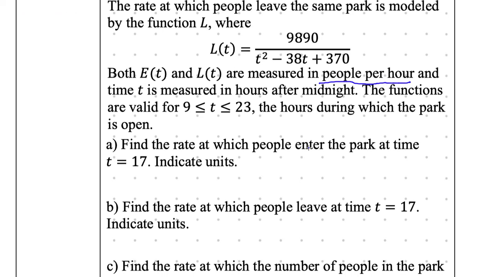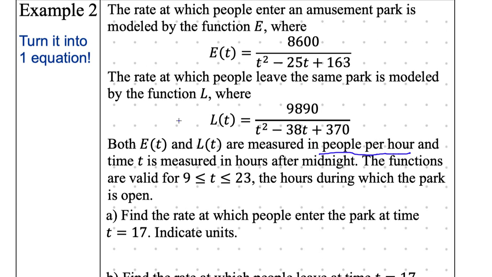All right, so we are finding the rate at which people enter the park at time equal to 17. There are a lot of questions that I'm going to ask you about this question. First of all, which equation are you talking about? L of t or E of t? The first one, E of t. E of t is entering the equation, so it's only talking about E of t.